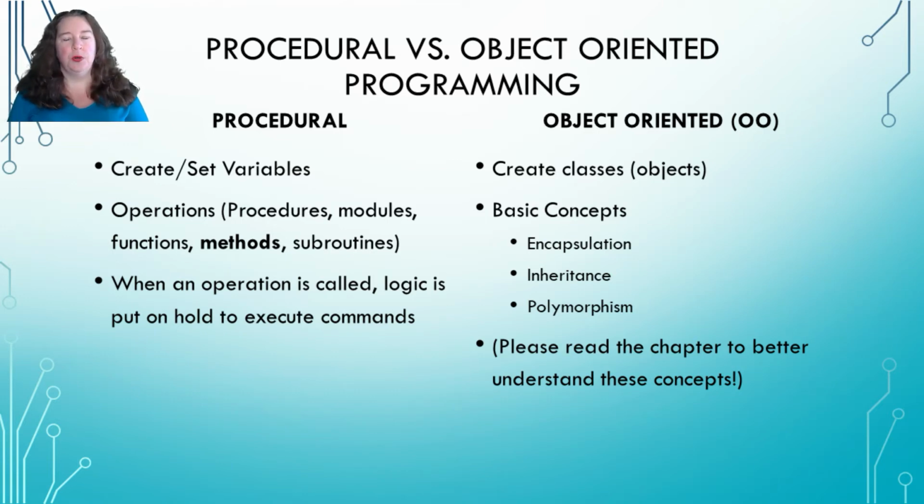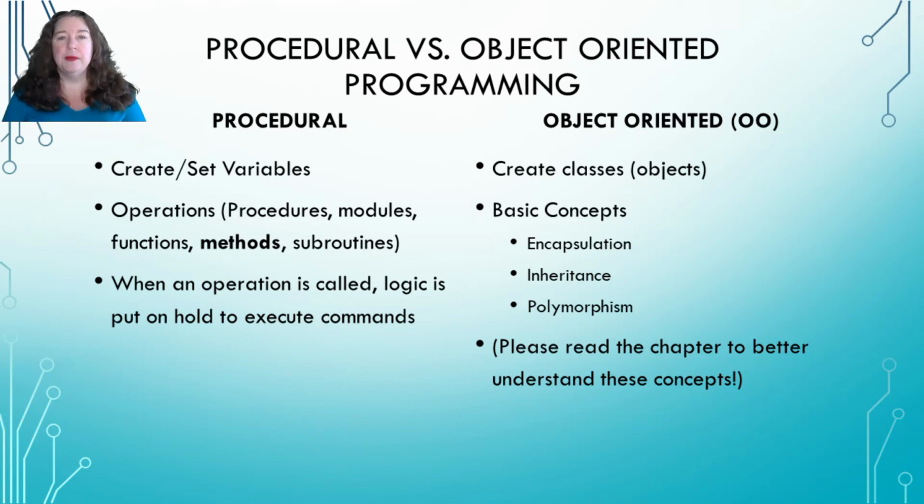With object-oriented programming, and yes, you can write objects in Python, I didn't mean to imply that you couldn't. Object-oriented programming, you're going to create classes. We can call these objects, we can call them classes, we can call them anything you want, but they are an actual tangible object that we are going to be manipulating. The basic concepts that fall into object-oriented programming are encapsulation, inheritance, and polymorphism.